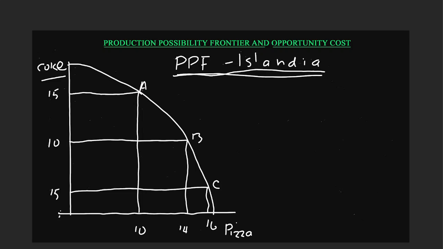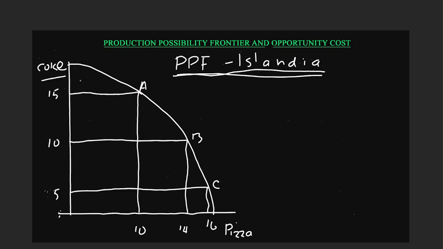If they choose point A, they're going to produce 15 bottles of Coca-Cola and 10 units of pizza. If they choose to produce at point B, they produce 10 units of Coca-Cola and 14 boxes of pizza. Likewise, if they choose to produce at point C, then they produce 5 bottles of Coca-Cola and 16 units of pizza.